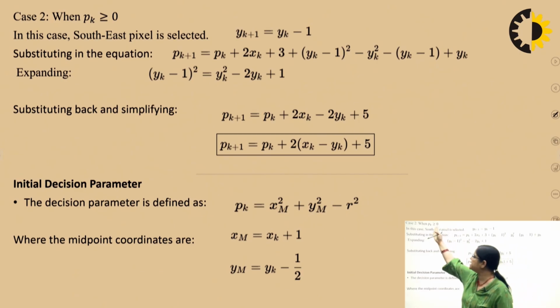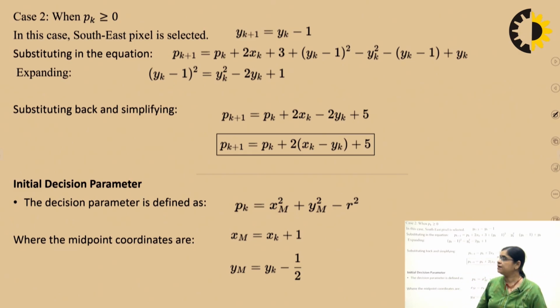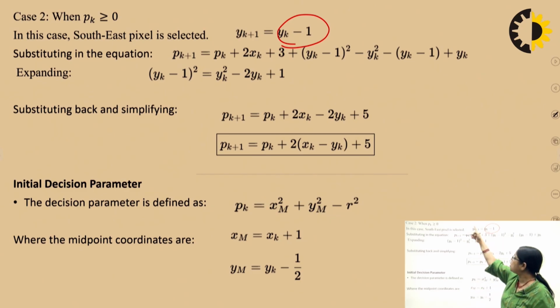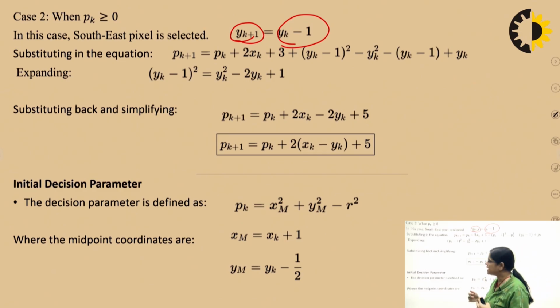So now when pk is greater than 0, it means that the southeast pixel is selected. Southeast pixel means xk plus 1 is there, but we are decreasing in the y direction, that's why I am taking yk minus 1. So yk plus 1 is substituted by yk minus 1. After expanding and simplifying the equation, we will get pk plus 1 is equal to pk plus 2xk minus yk.